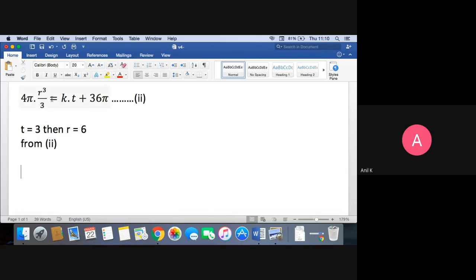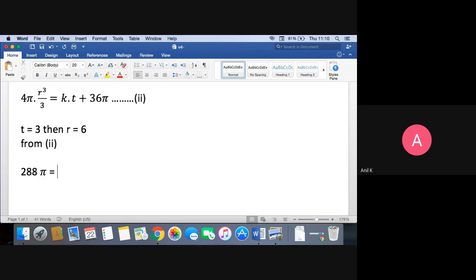R is 6. If I substitute 6 here, 72 will come after cancellation. 72 into 4, 288 pi will come. I'm doing the calculation directly, please do it in your notebook properly. If I substitute r, 6 into 6 into 6, the 3 will get cancelled in 6 twice. So 36 into 2 is 72. 72 into 4, 288 pi.